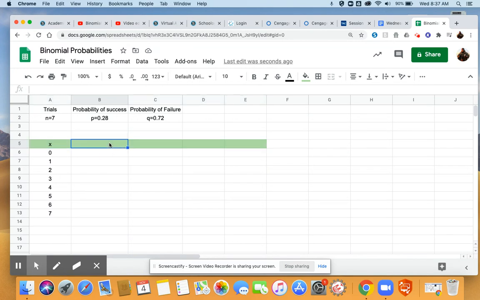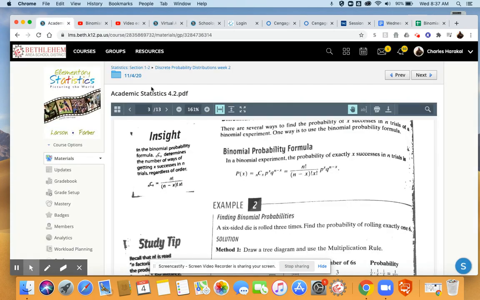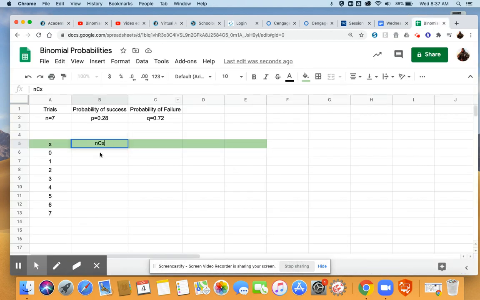So the first thing we're going to need to have in here, I'm going to break this down into 3 parts. When we look at this equation, we have a combination part, we have a probability of success part, and we have a probability of failure part. I'm going to do a separate column for each one, and then we'll multiply those 3 columns together, and that'll simplify our process a little bit here on how to do this.